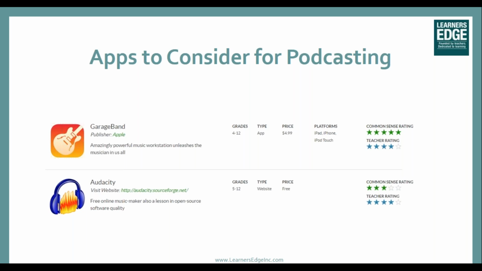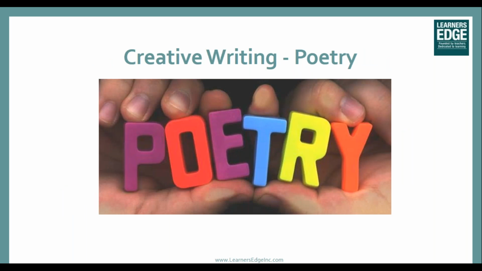Moving on, now we're going to talk a bit about creative writing and poetry, and Barb's going to talk about Douglas Florian, who is a poet, and how some of that could be integrated into math and science curriculum.